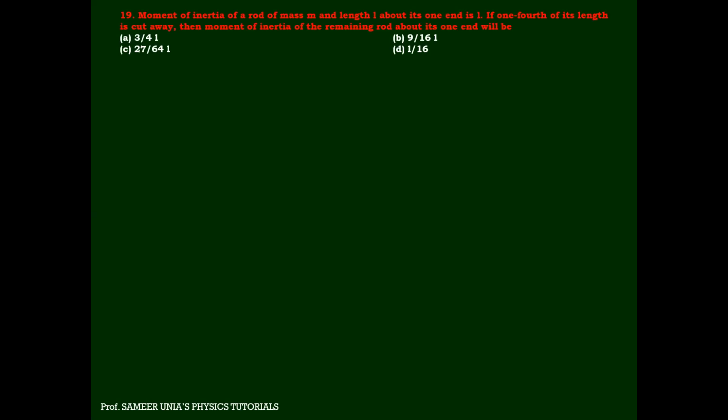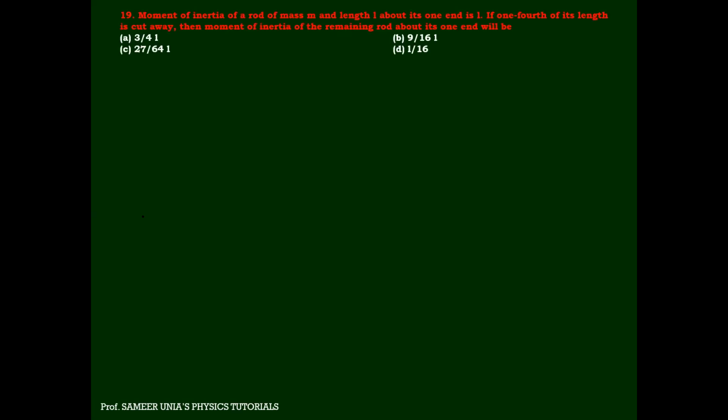Question number 19. Moment of inertia of a rod of mass m and length L about an axis passing through one of its end is I. If 1/4 of the length is cut away, the moment of inertia of the remaining rod about one end. अच्छा चलो इधर देखो. Suppose एक rod है, mass m है, length L है. Can anyone tell me what is moment of inertia about this axis? जल्दी बोलो. ml square by 3 है.